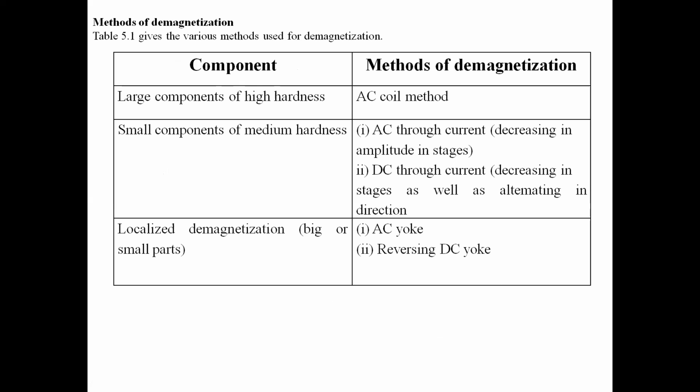We have three methods for demagnetization. Simply, whatever procedure we use for magnetization, the reverse of that also demagnetizes the material. For large components with high hardness, we go for the AC coil method. For small components, we go for AC through current and DC through current methods. Later I will explain about these methods.